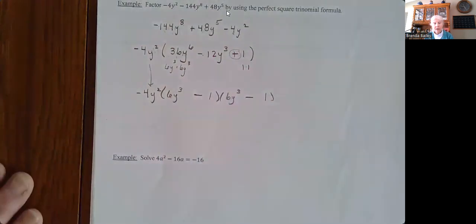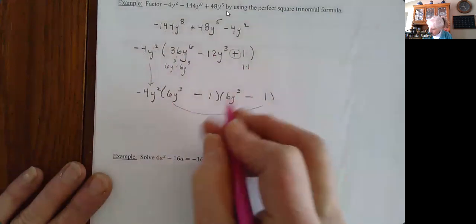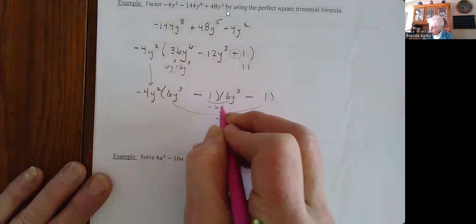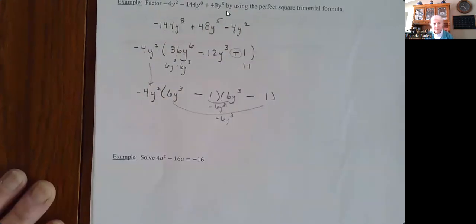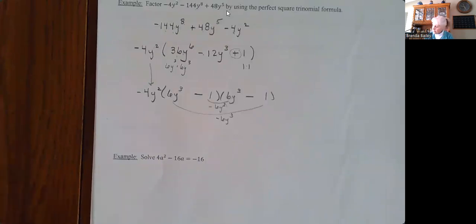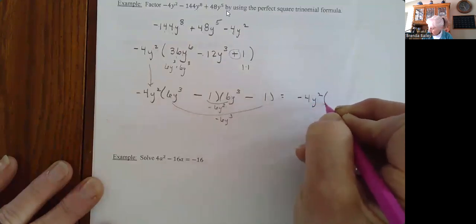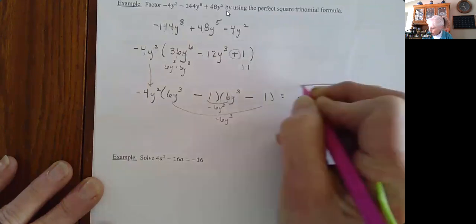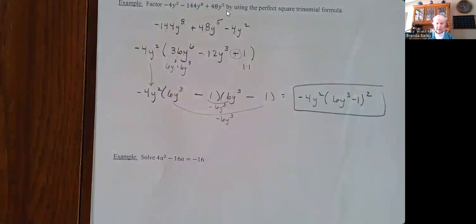Let's see if we get a -12y cubed. -6y cubed, -6y cubed. When I multiply and multiply, -12y cubed. So how would I write this? I'll just come over here. -4y² on the outside, 6y cubed - 1 squared. That's how you would write the final answer. All righty. Okay, let's look at solving.